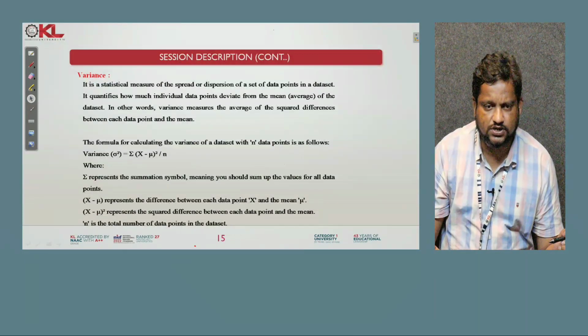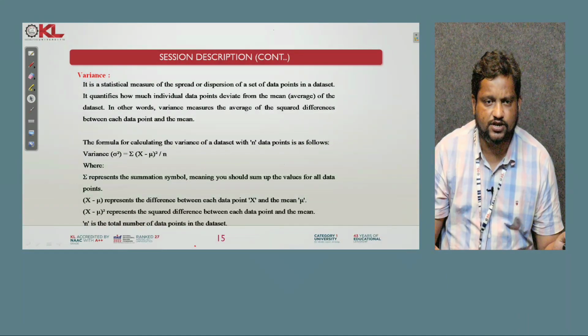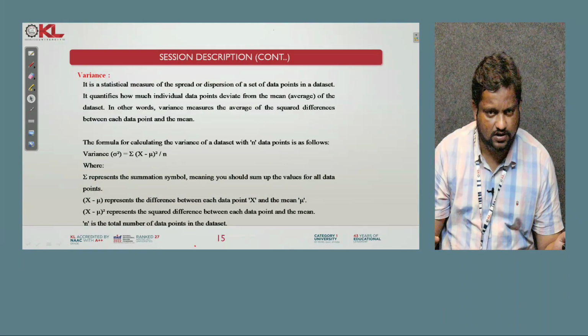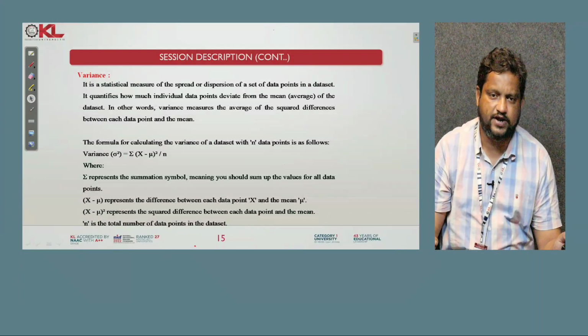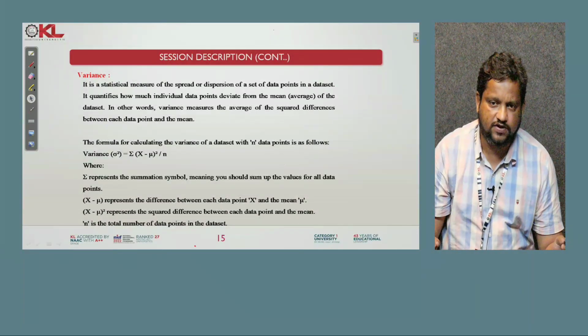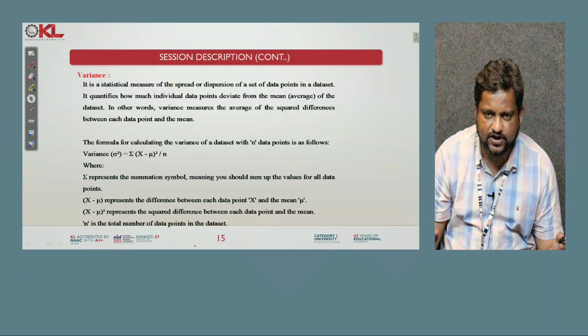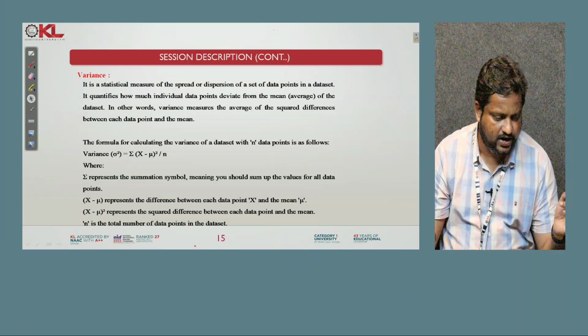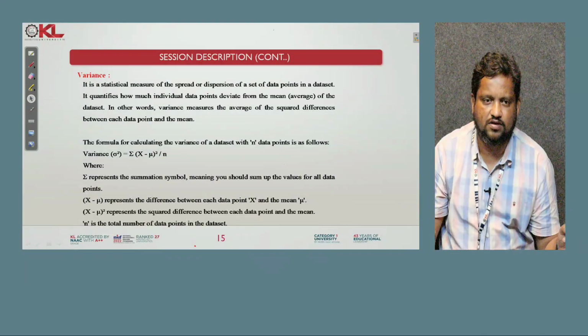Next kind of tool is variance. Okay, we have done with mean deviation. Variance is a statistical measure, as usual, used to find out the spread or dispersion of a set of data points in the data set. It quantifies how much individual data points deviate from the mean. It generates a numerical value that tells how much the data was deviated from the mean value in the data set.